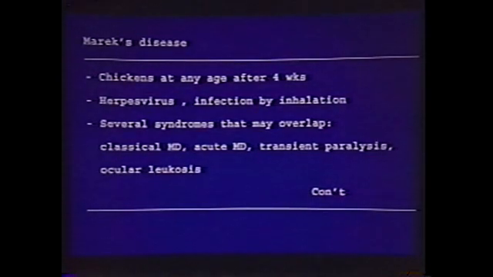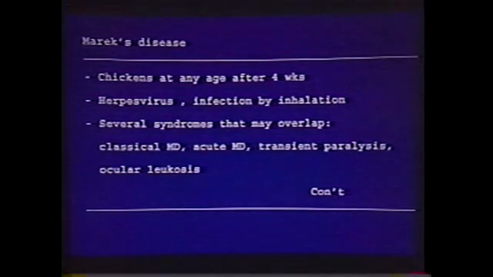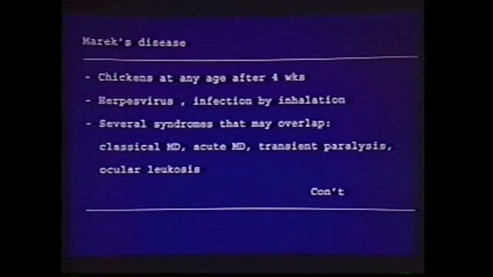That's when the nerves, sciatic nerve, are affected. Acute Meniere's disease, sudden death, acute death in young birds around 4 or 5 weeks of age, followed in a few days by tumor formation. Transient paralysis, birds go paralyzed for a few days, then they recover, and maybe a week later they start to show tumor formation.